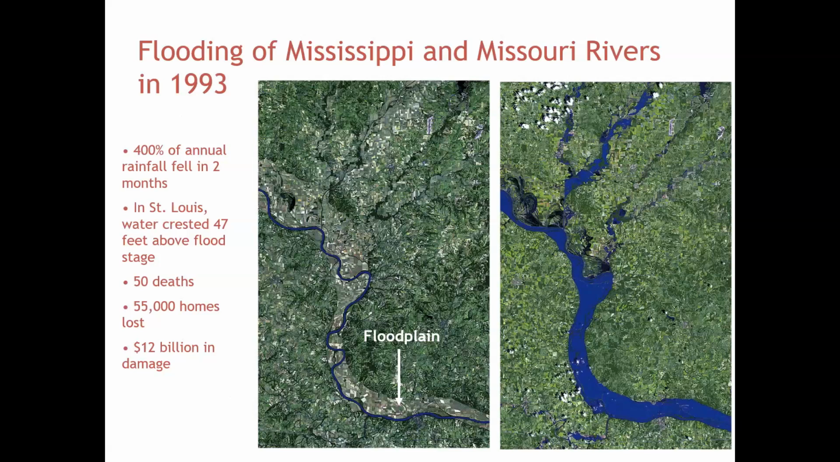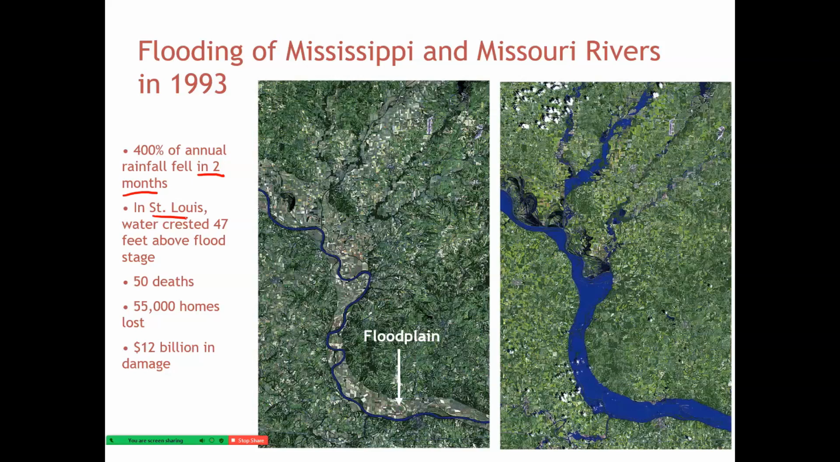For example, this is a satellite image of the floodplain of the Mississippi and Missouri rivers in '93, and a major flood that happened there, not from a hurricane, but just from large amounts of rain happening upstream. It took 2 months, but over that time, 400% of annual rainfall fell. So 4 times the normal amount of rain that fell in a year happened upstream of this in only 2 months.